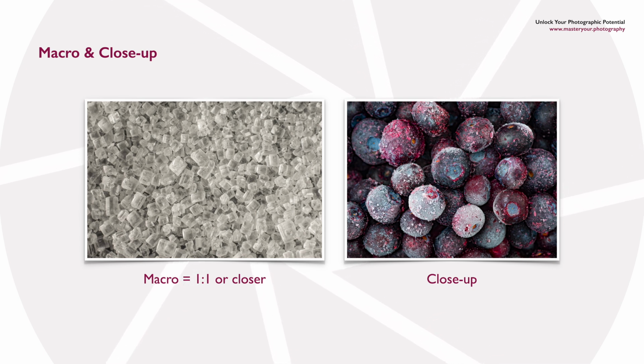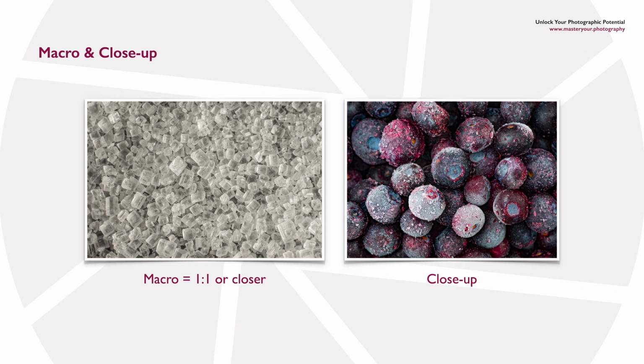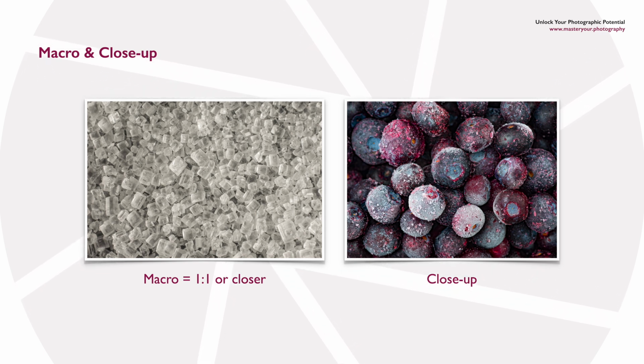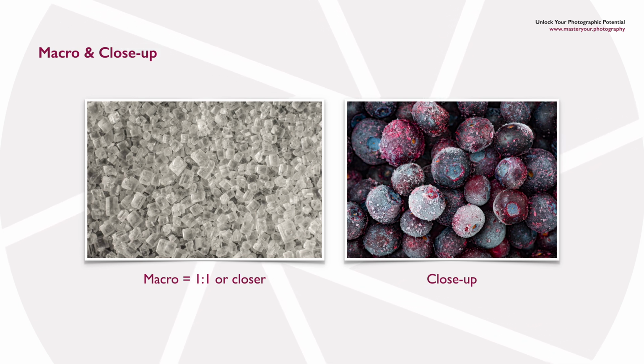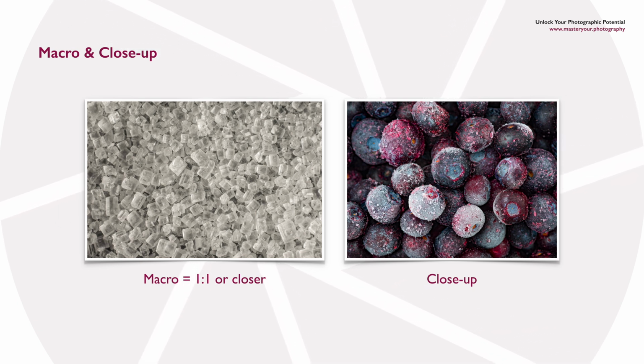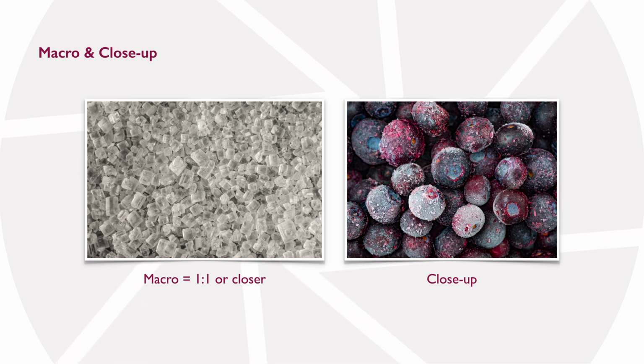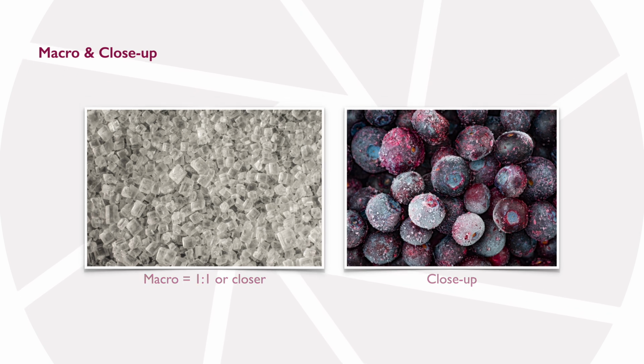By contrast, a close-up photo is the description that we should use for anything where we have photographed just a small portion of our subject. So we've basically zoomed in on a small area of the whole thing. The photo on the right is technically a close-up photograph of some frozen blueberries. It's not a macro shot because it's not been taken so close in that it's a one-to-one ratio, so we would class this as a close-up.